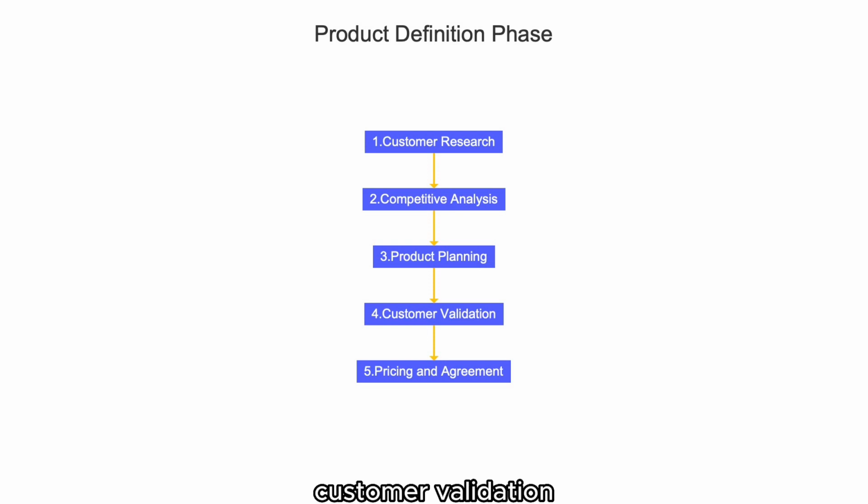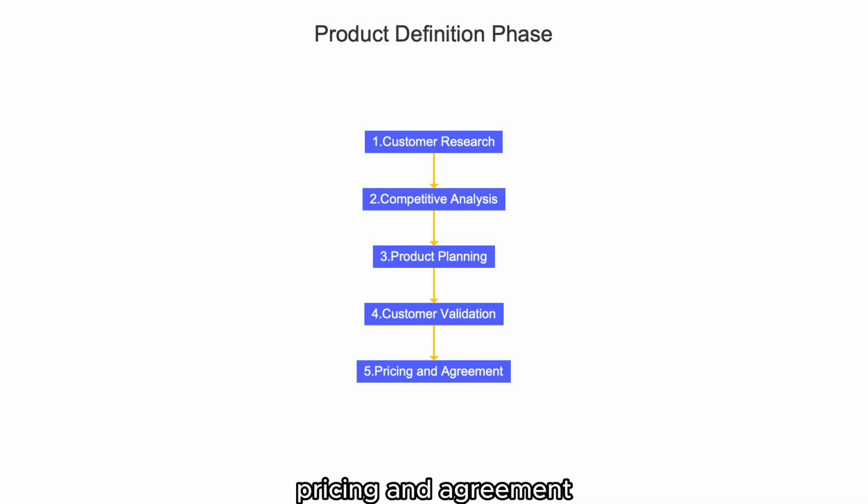Customer validation. The product plan is then presented to the customer for validation. This involves sharing the product architecture, roadmap, and features with key stakeholders within the customer's organization. Feedback and input from the customer are collected and incorporated into the plan to ensure that the product aligns with their specific needs and expectations. This validation process helps in refining and finalizing the product plan.